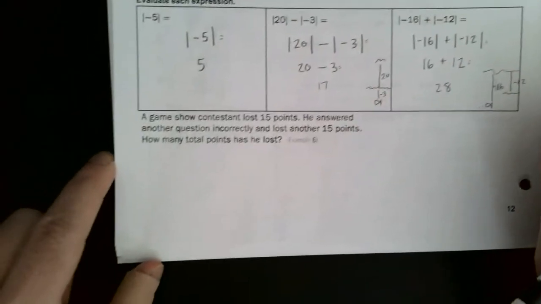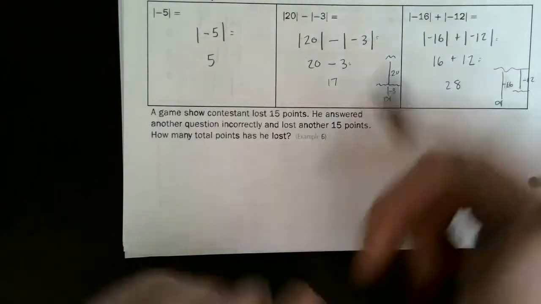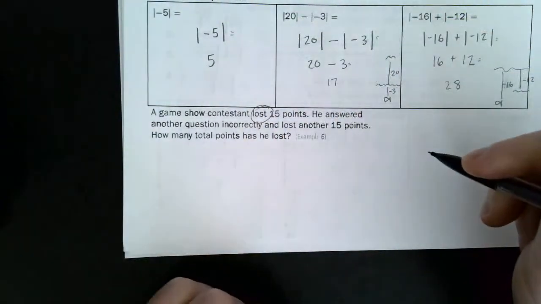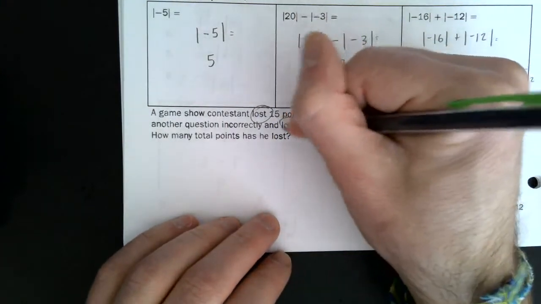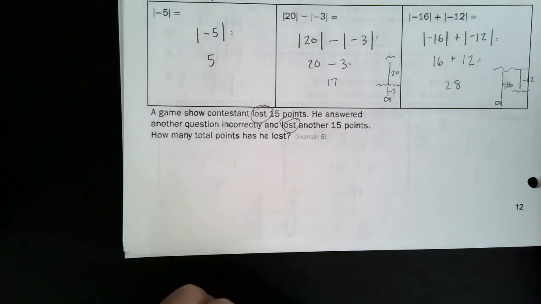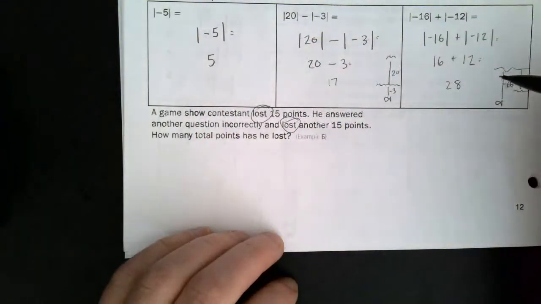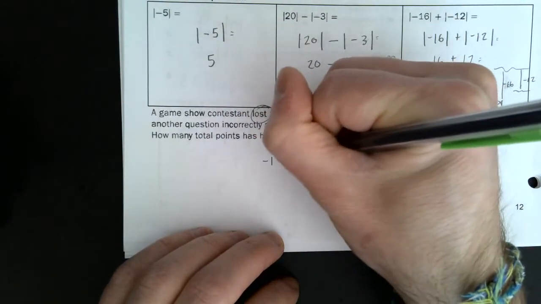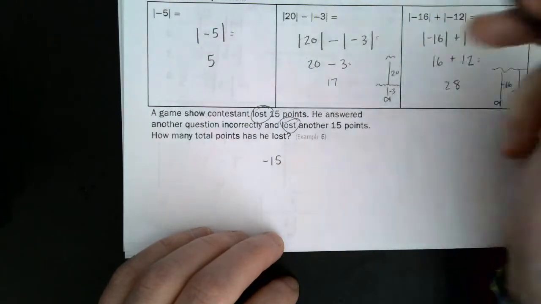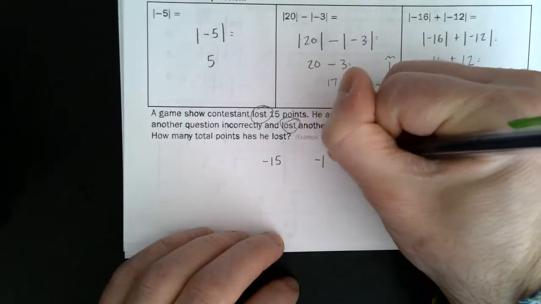All right, last one. A game show contestant lost 15 points. That's the key word there. He answered another question incorrectly and lost another 15 points. How many total points has he lost? Okay, well, so lost 15 would be -15. Lost another 15 would be -15.